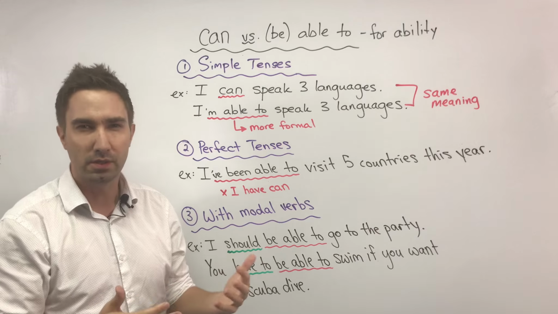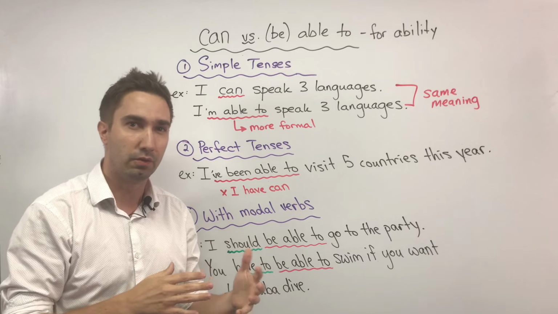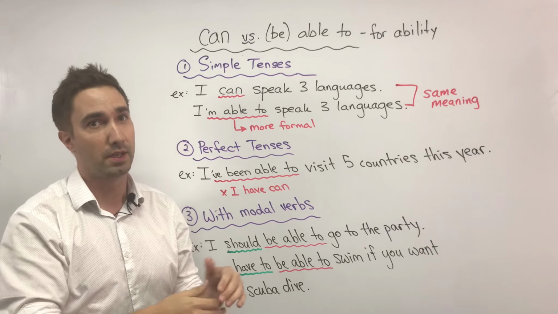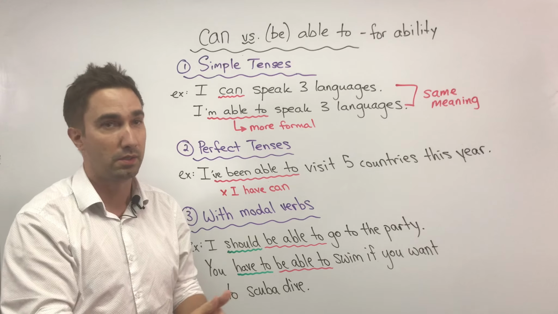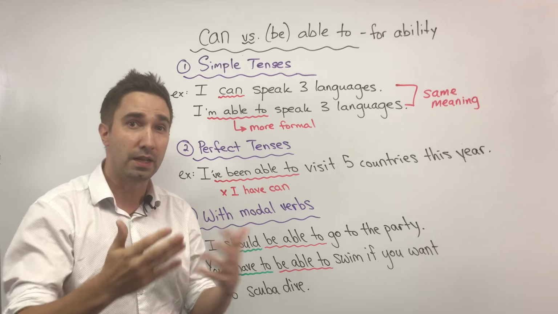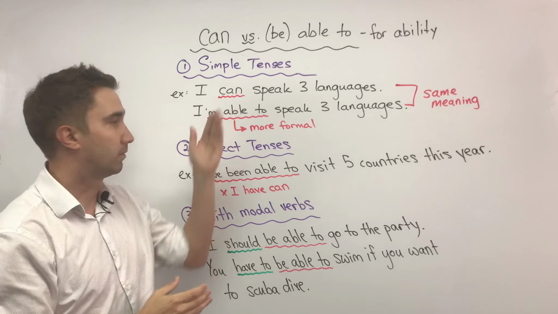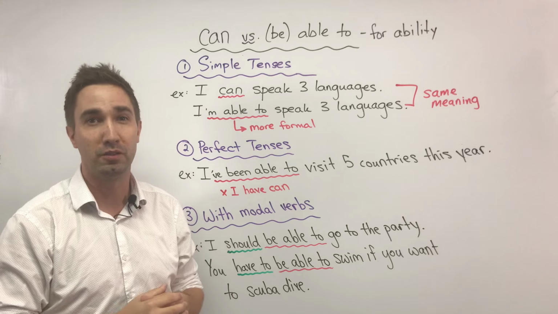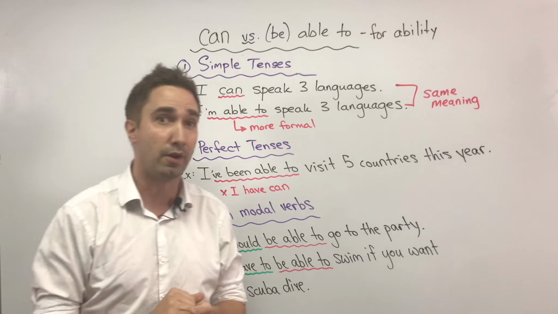So when would I use this? Probably in a job interview. I would say I'm able to speak 3 languages instead of saying I can speak 3 languages. However, in day-to-day speaking, can is better. It's a little bit easier, and we don't want to be too formal when we're speaking with our friends.